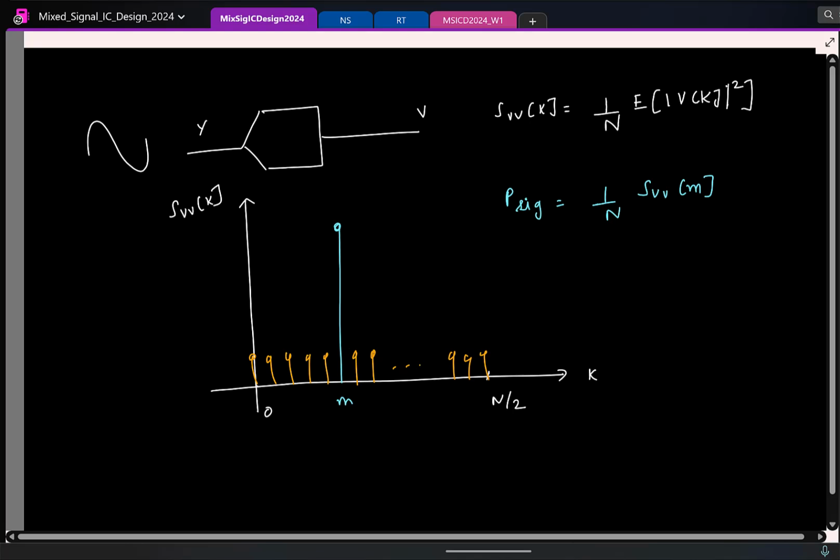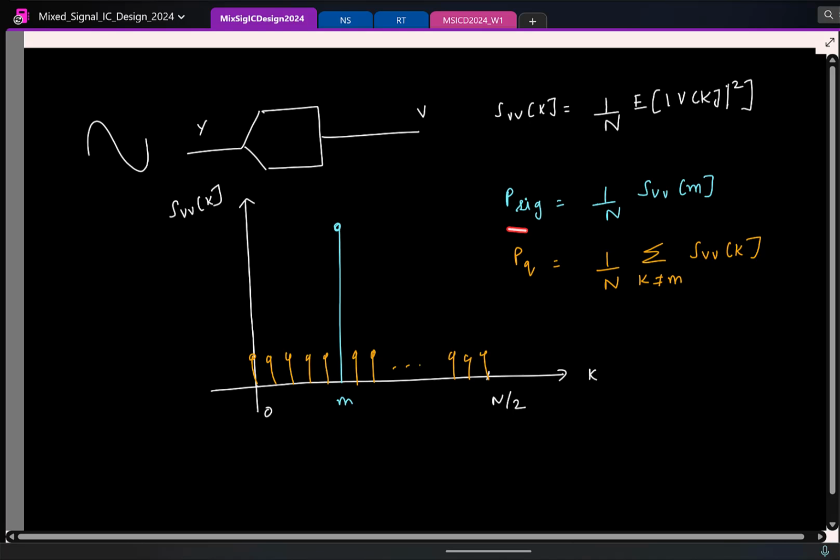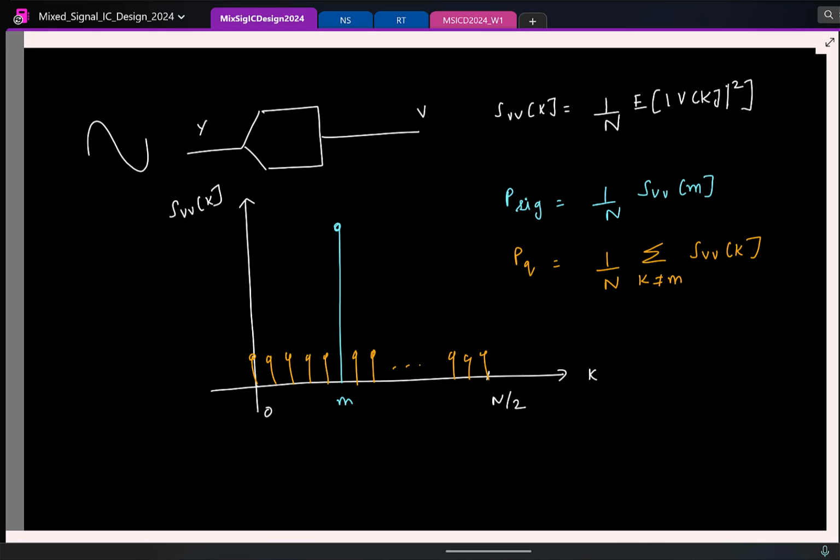Okay. So here if I find the quantization noise power, I will do the same thing, scale it by n. I will sum it for all bins except for the bin at which the signal is dominating. So once you have the two, you can take the ratio and then find the signal to quantization noise ratio and back calculate your ENOB. Okay.